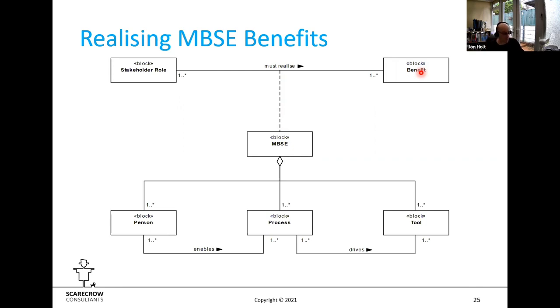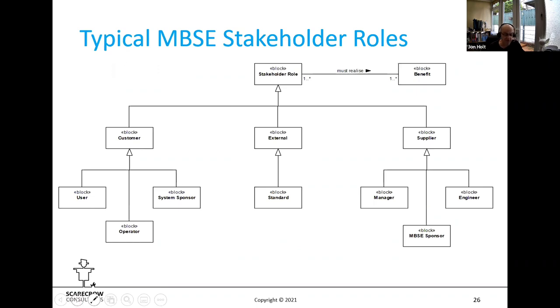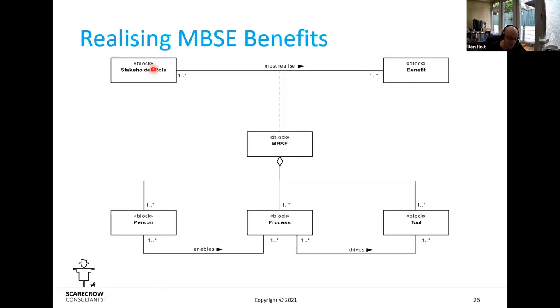In order to try and understand this, for many years, as part of our business services within Scarecrow, we deliver training courses, for example. And for many years, what I started to do is try and identify the key stakeholder roles of people that we would have on our training courses. So all I'm going to do now is expand this. I'm going to show different types of stakeholder roles, so a classification hierarchy or a taxonomy of stakeholder roles. So this here is exactly the same as what we've got there.